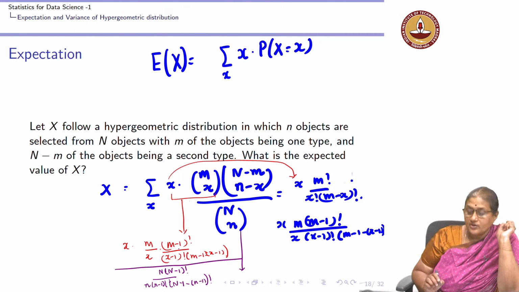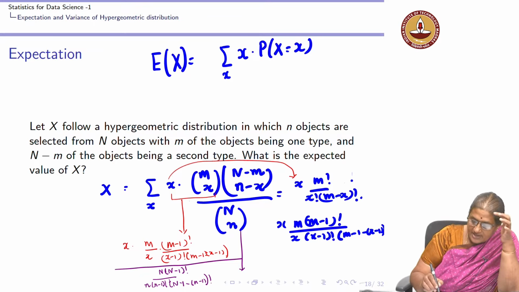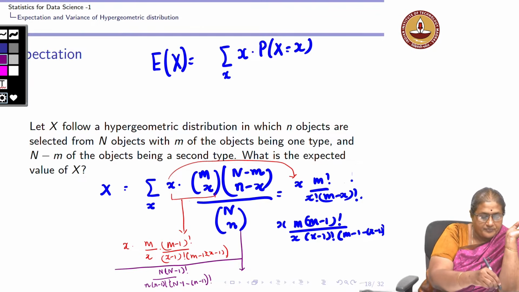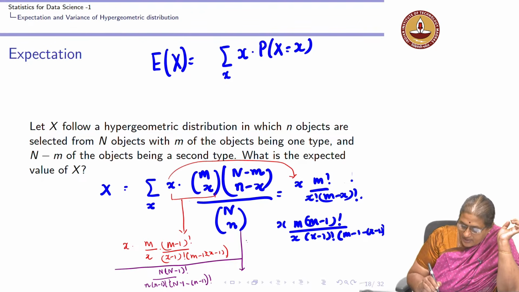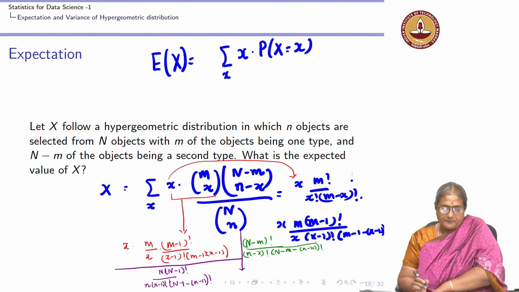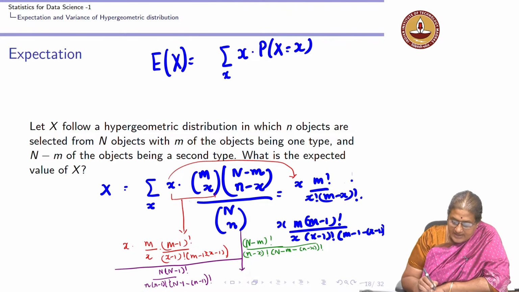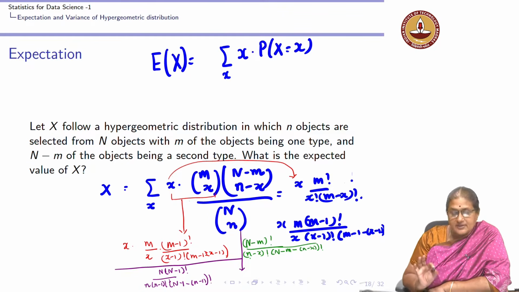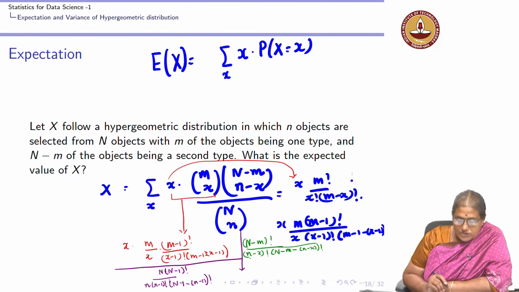So, we are just rewriting all these terms. This N minus m choose n minus x, I am going to rewrite in the following way, as N minus m factorial divided by n minus x factorial into N minus m minus n minus x factorial. That is what this means. I am just going to retain it in this way for now. We will come to it very soon.